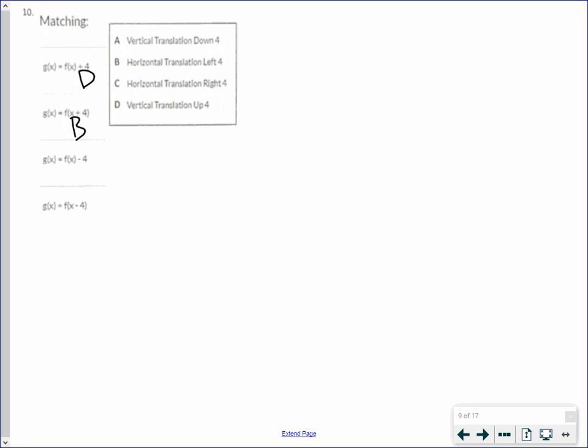G of x equals f of x minus 4 is the third one. Our k in this case is negative 4. So that means we're translating down by 4. So A.